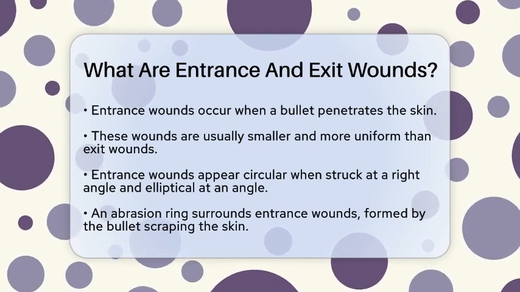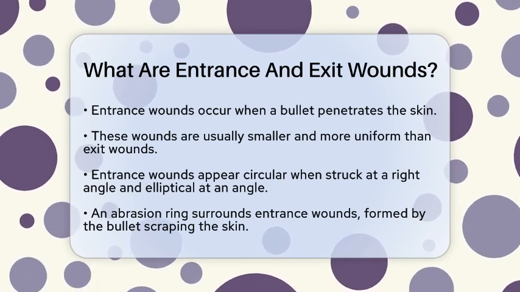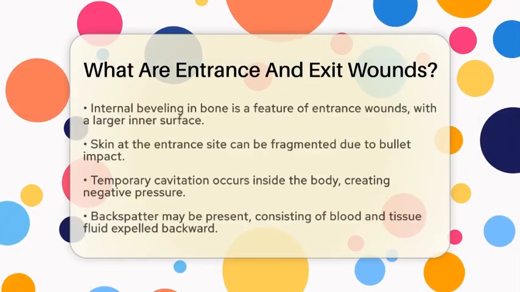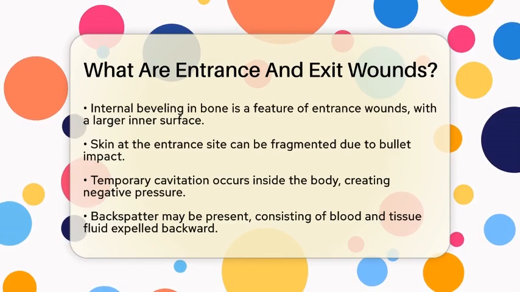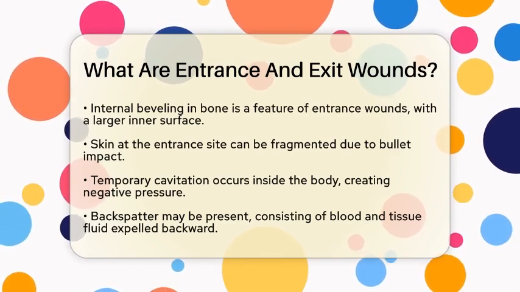A notable feature of entrance wounds is the abrasion ring around them. This ring forms as the bullet scrapes the skin upon entry. If the bullet hits straight on, the abrasion is evenly distributed. If it strikes at an angle, the abrasion may be uneven.